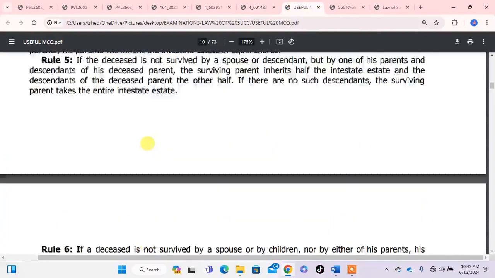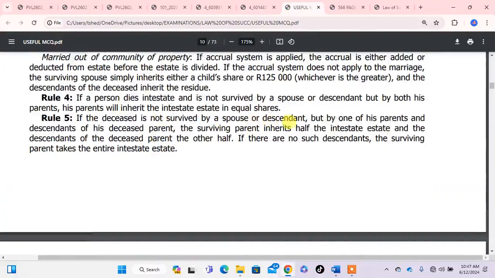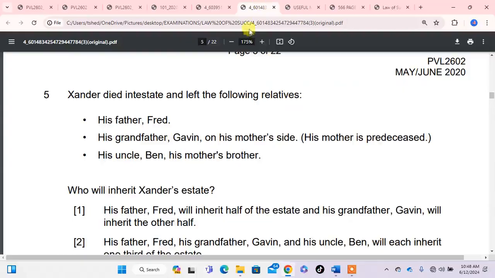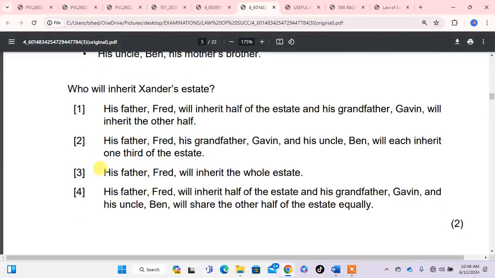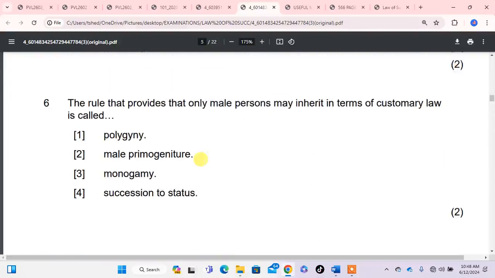Rule 5 made it clear. If the deceased is not survived by a spouse or descendant, but by one of his parents and the descendants of his deceased parent, the surviving parent inherits half of the intestate estate and the other descendants of the deceased parent the other half. If there are no such descendants, the surviving parent takes the entire intestate succession. Therefore, Fred is still alive. However, the mother has no descendant. Descendant meaning that he just has an uncle who is the mother's brother. They are not descendants. They are from the other side. Therefore, the descendant is not available. Therefore, who will inherit Shanda's estate? His father, Fred, will inherit the whole estate because he's the one that is surviving and the other has no descendants. Let's go to number 6.